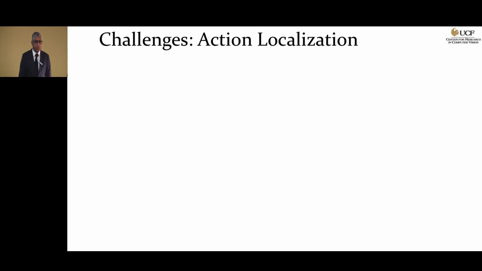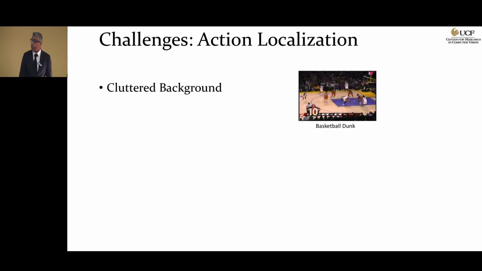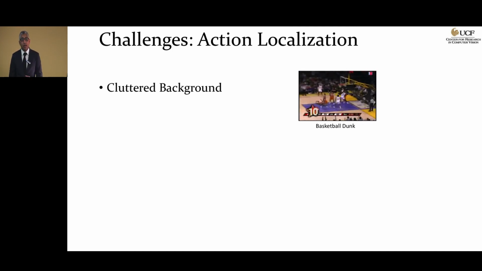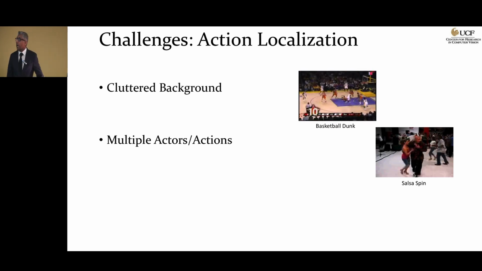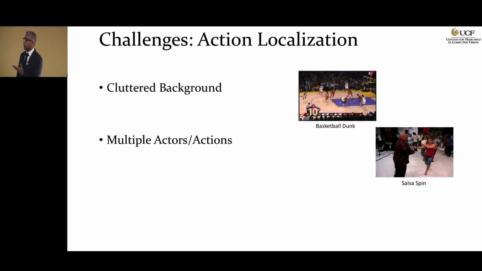Now, there are a number of challenges for action localization. For example, in action videos, you can have cluttered background, which means that if you're trying to detect an action, there could be several other players over here where the action is basketball dunk, or there could be several hundred people in the audience, and it becomes very challenging to identify where the action is in this kind of video. Or you can have multiple actors or actions being performed simultaneously, such as shown over here in salsa swing.